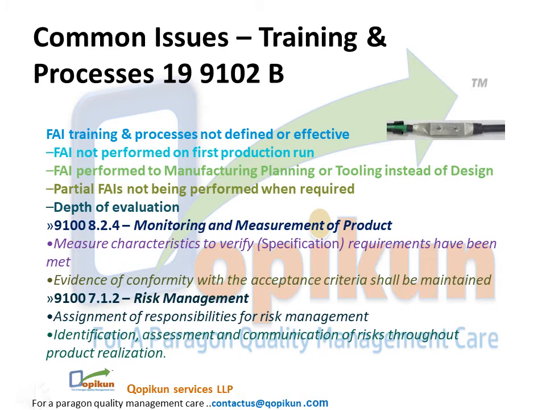9100 8.2.4 Monitoring and measurement of product. Point 1. Measure characteristics to verify specification requirements have been met. Evidence of conformity with the acceptance criteria shall be maintained. 9107.1.2 Risk Management. Point 1. Assignment of responsibilities for risk management. Point 2. Identification, assessment and communication of risks throughout product realization.